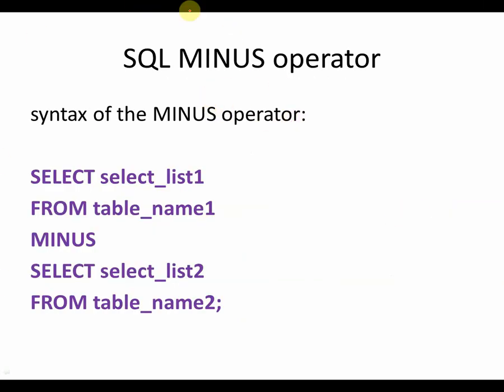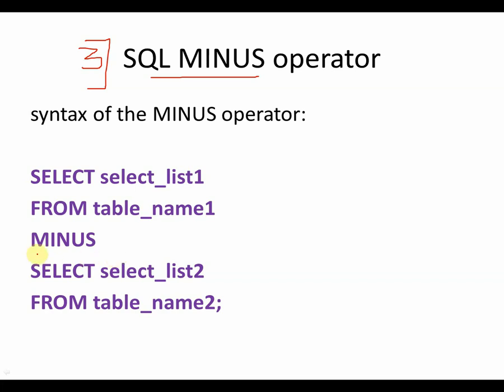The next is the minus operator, the third operator in SQL. So what is the minus operator? What it does is take one table and check which rows are common between that table and the second table, and only retain the rows in the first table which are not common.